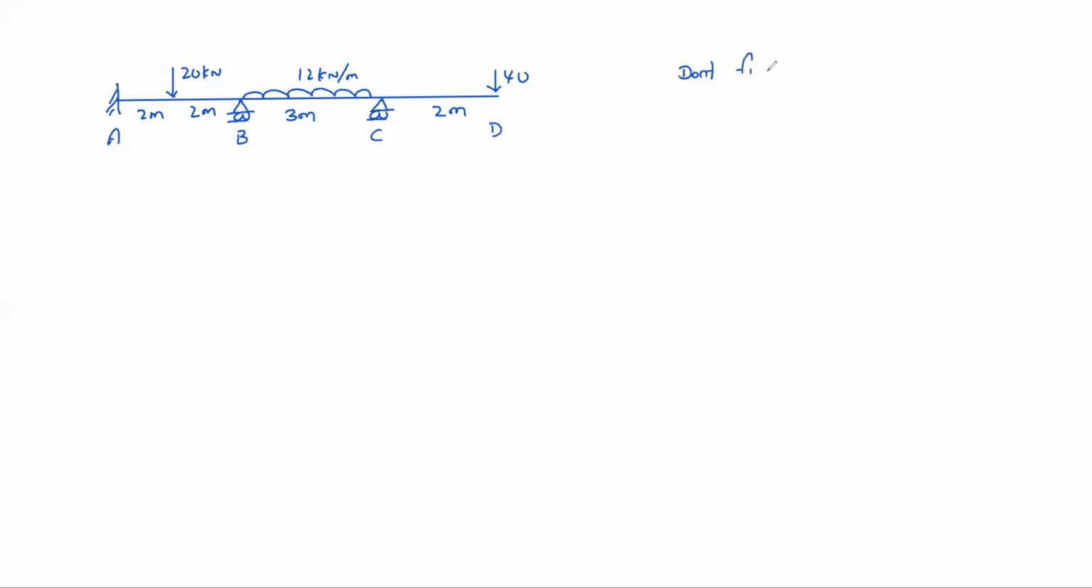Now, don't fix the joint D. If you don't fix the joint D, then what happens? KBA equals 4A by 4 and KBC will be 3A by 3 because we have not fixed at D. So this is the case now.